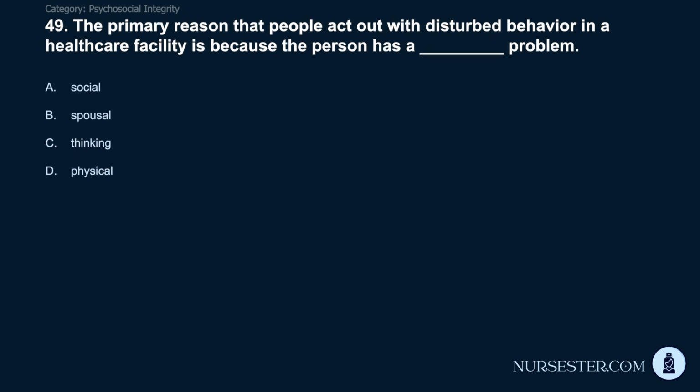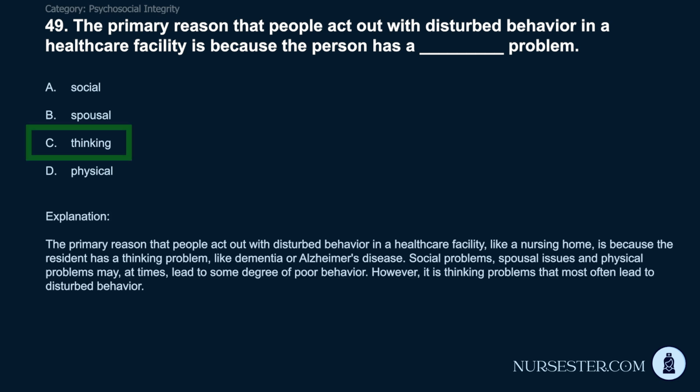49. The primary reason that people act out with disturbed behavior in a healthcare facility is because the person has a problem. A. Social. B. Spousal. C. Thinking. D. Physical. Correct answer: C. Thinking. The primary reason that people act out with disturbed behavior in a healthcare facility, like a nursing home, is because the resident has a thinking problem, like dementia or Alzheimer's disease.